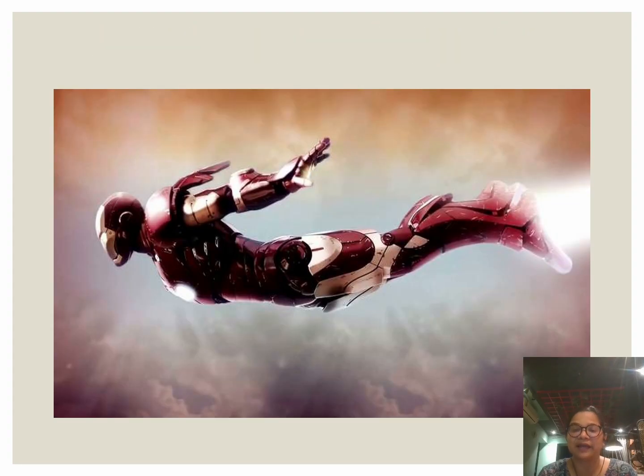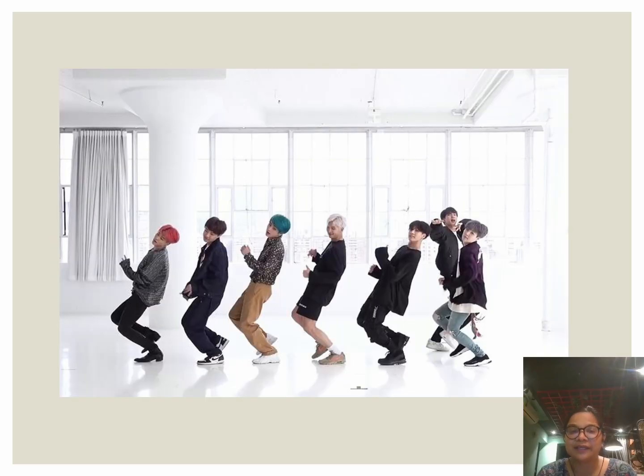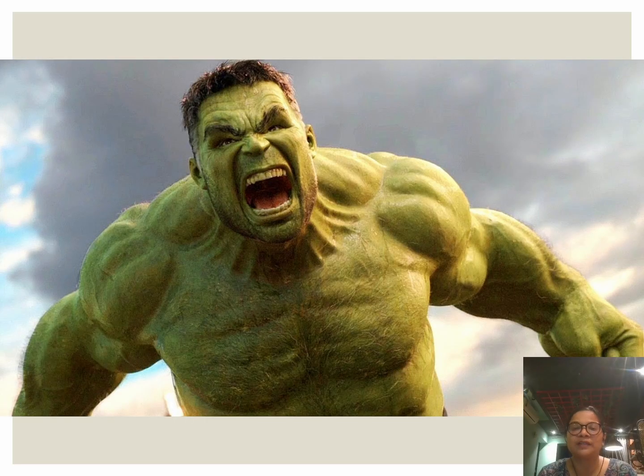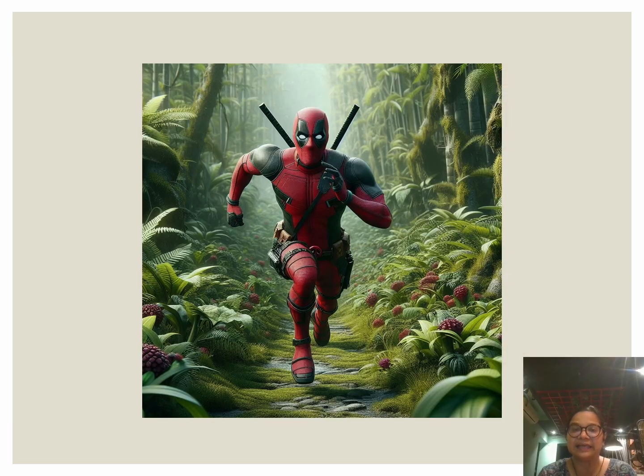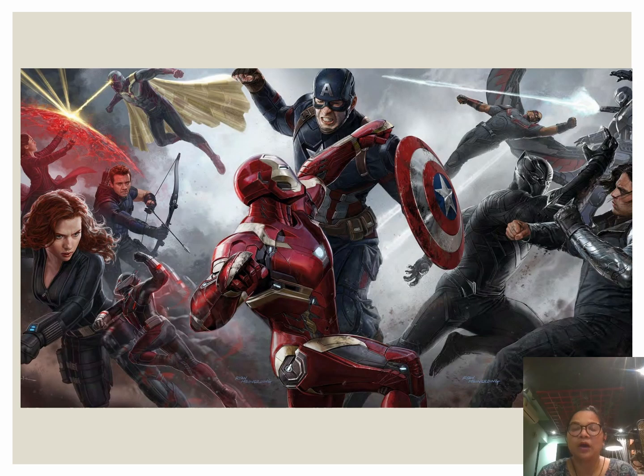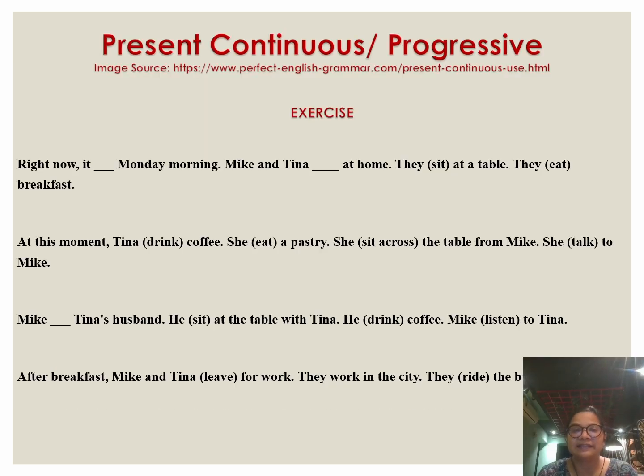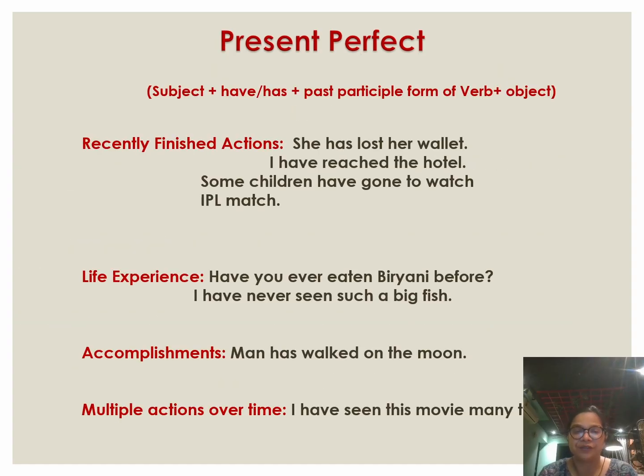So, he is flying. What are they doing? They are dancing. Present continuous. What is he doing? He is yelling. What is he doing? He is running. What are they doing? They are fighting. And in this way, present continuous can be understood. Next, we will go to present perfect.